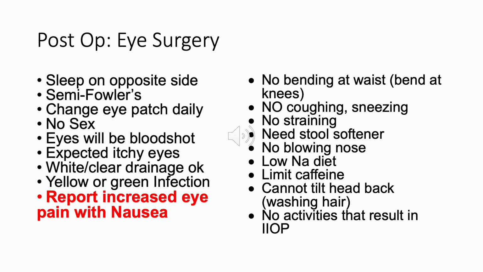We're going to talk about some of the care of taking care of a post-op eye surgery patient. So patients with cataracts can have them extracted, and they would need education on these nursing implications I'm going to be describing. But these nursing implications are the same for most eye surgeries, okay? So they need to sleep on the opposite side of their surgery. They need to be in semi-Fowler's position to decrease intraocular pressure. They need to change their eye patches daily. No sex for 8 weeks.